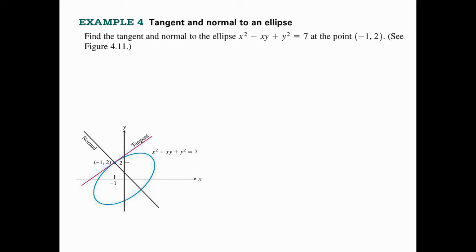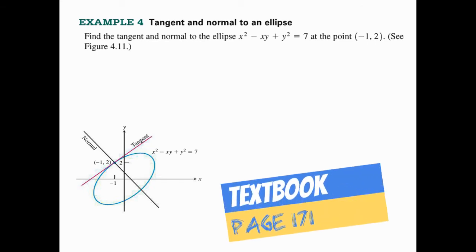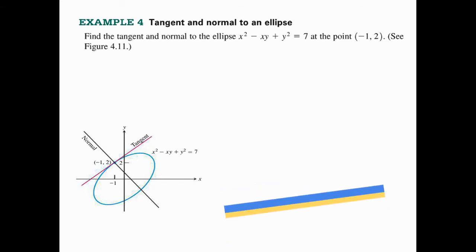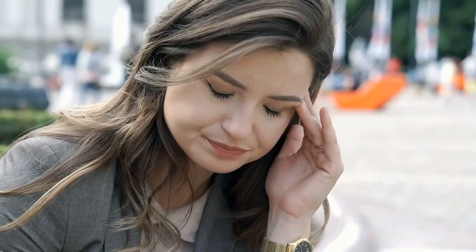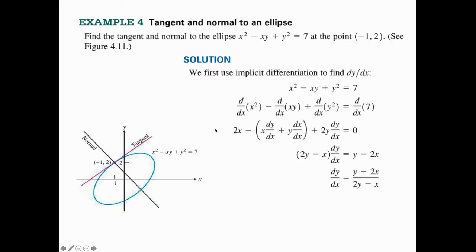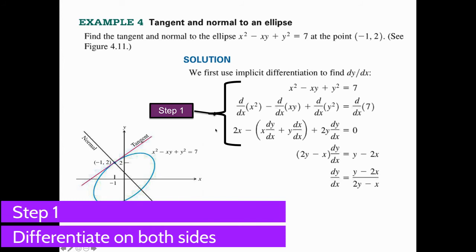So this is a problem out of your book. It's on page 171. So the first thing I need to do is find the derivative. Well, this is an implicit function, and you can tell because look at how it's structured. X and Y are on the same side, and algebraically there isn't really a way to separate them. So we're going to use implicit differentiation. So the first step, don't panic, I know you're panicking right now. The first step is to find the derivative.